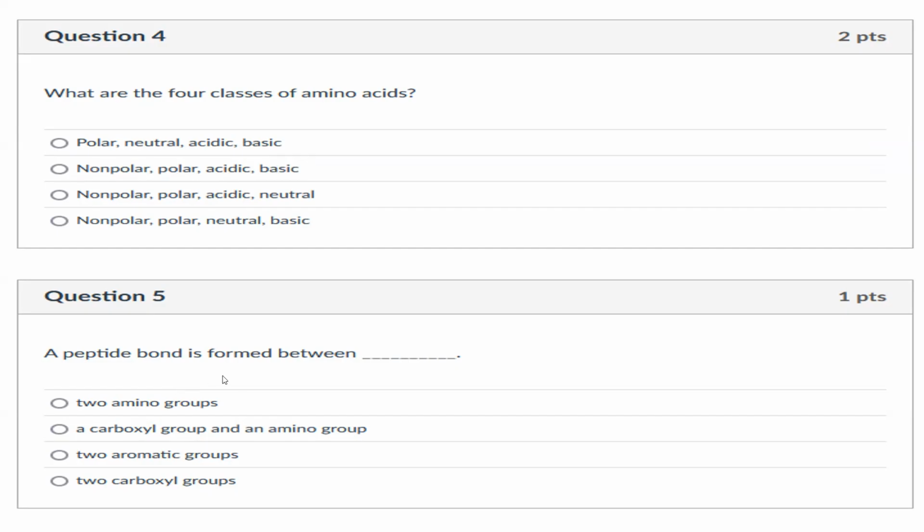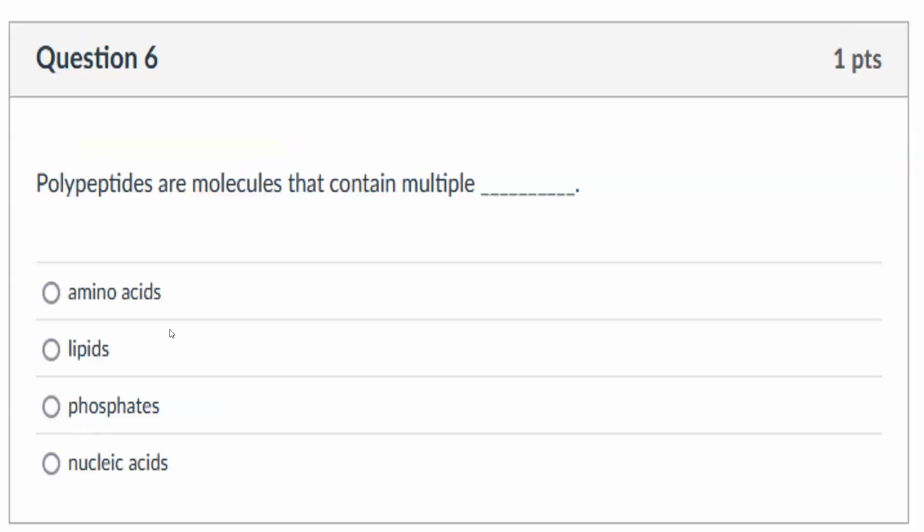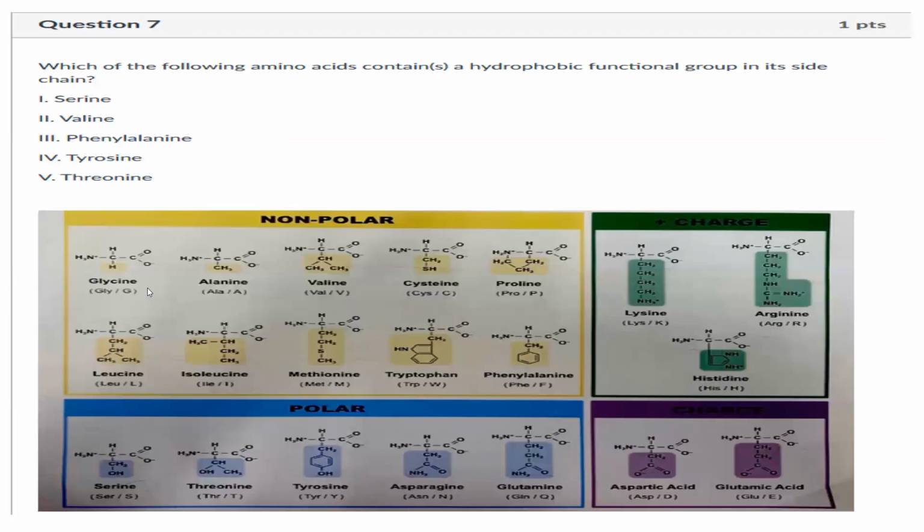A peptide bond is formed between a carboxylic group and an amino group. We have seen that. Polypeptides are molecules that contain multiple amino acids. Which of the following amino acids contain a hydrophobic functional group? They're asking which has a hydrophobic group, all hydrocarbons, hydrogen and carbon. That's the R group. So they're asking which of the following are non-polar.